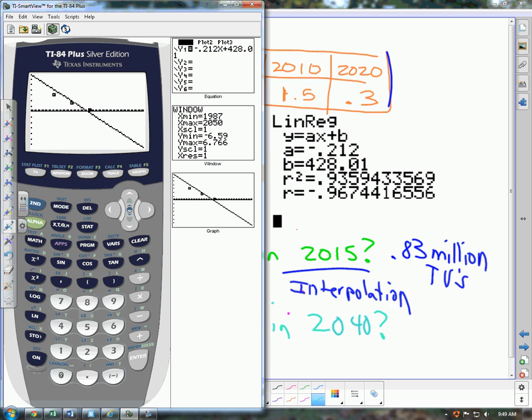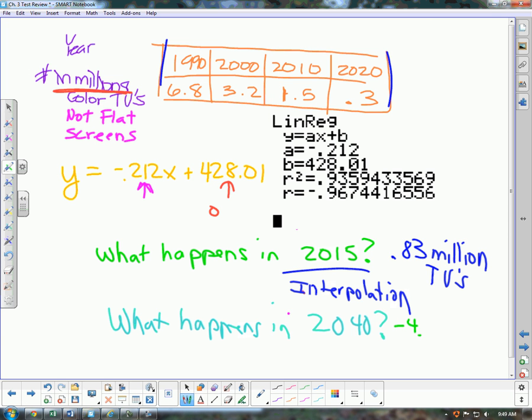There we have it now. Now we can do our calculation of a value and put in 2040. And it's a negative 4.47, which can't happen, so then there would be no TVs that weren't flat screen anymore. And this value, again, would be in millions. And this would be extrapolation because it is outside of the range of values you were given.